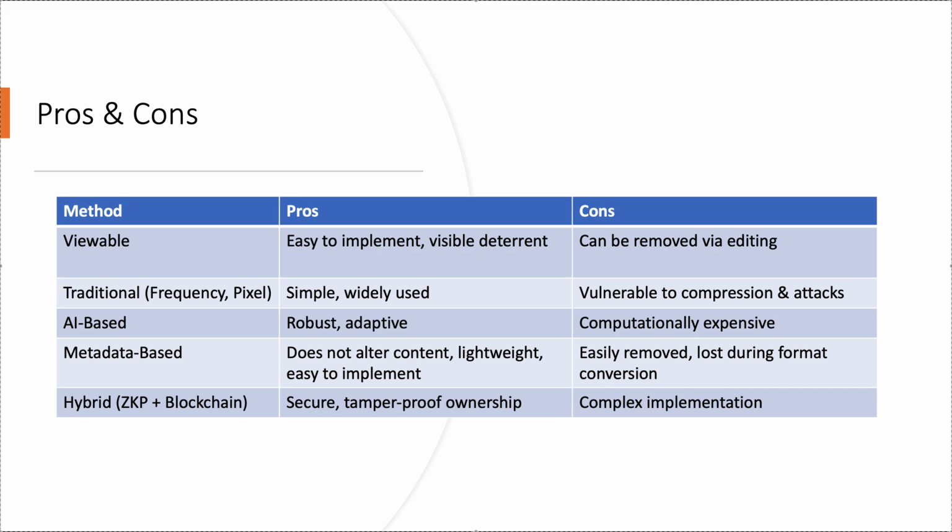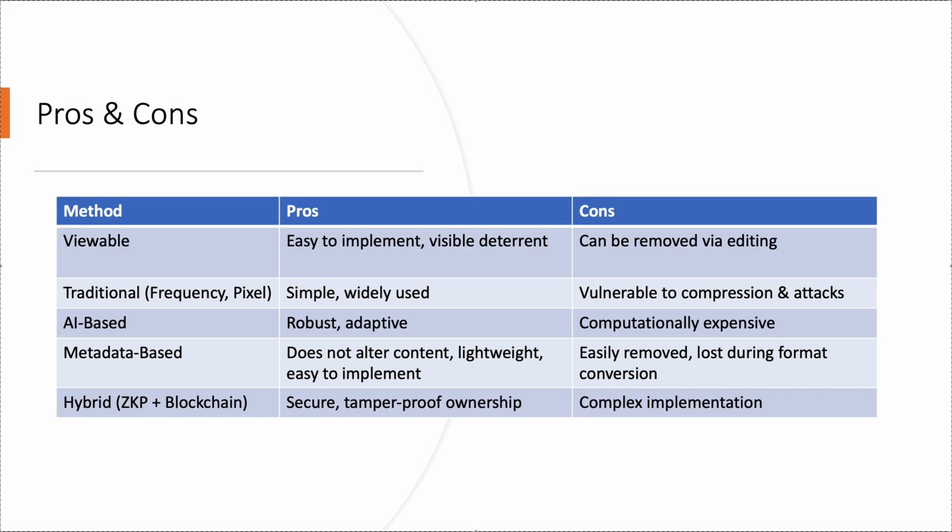Starting with viewable watermarks, these are your quick and straightforward solution. The pros are obvious. They're incredibly easy to implement. You don't need sophisticated algorithms or deep learning models. Just overlay your logo or text on the content and you're done. And as a visible deterrent, they work well for discouraging casual theft. Someone browsing for images isn't going to use one with a giant watermark plastered across it.